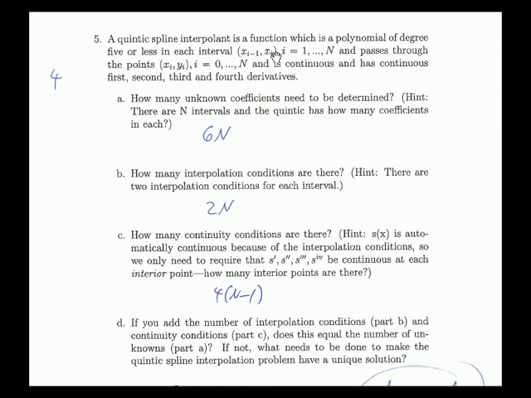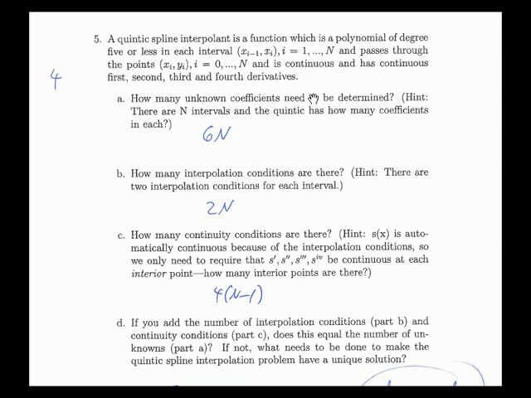5 or less in each interval, and passes through given points, and is continuous and has continuous first, second, third, and fourth derivatives. So cubic splines are continuous up through the second derivative, everything except the third derivative, which is the highest they have. The quintic, highest derivative it has that's not 0 is the 5th derivative. That doesn't have to be continuous, but up through the fourth derivative is continuous. So it says how many unknown coefficients need to be determined.